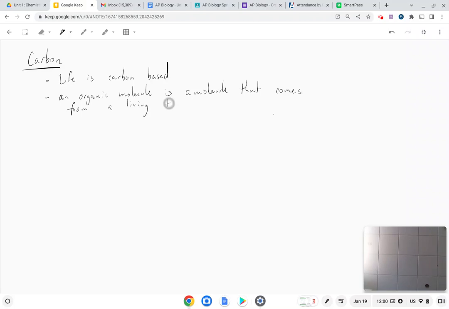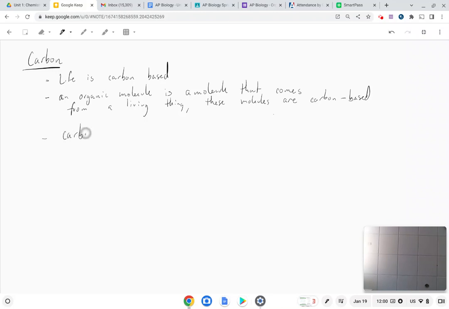Comes from a living thing, and these molecules are carbon based. Now, why carbon? Why is it carbon based and not, let's say, boron based or sulfur based? There's a lot of elements that we could have based life on, but life is based on carbon.